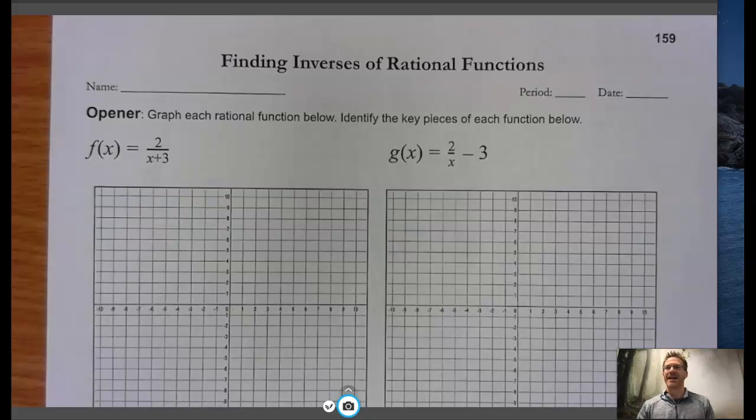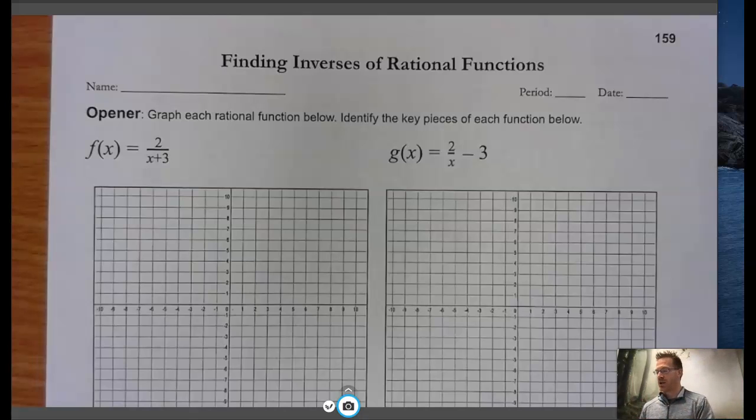All right, and the day is here. All right, our final lesson on rational functions. And we're going to circle back to a topic we've done with lots of our functions so far, and that is finding inverses of a given function. So to get us started on that, we're going to do a little bit of a review and then make some connections here.